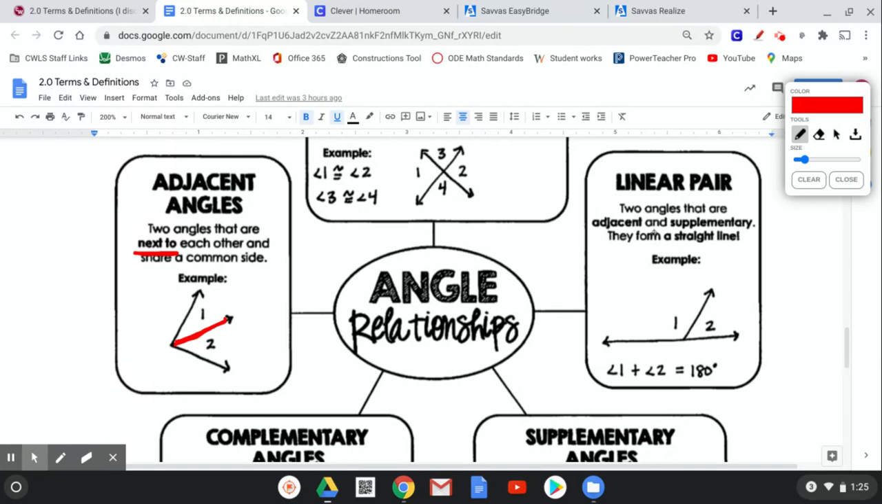All right, next is going to be linear pair. So linear pairs are adjacent, all right, and supplementary. Okay, adjacent and supplementary.